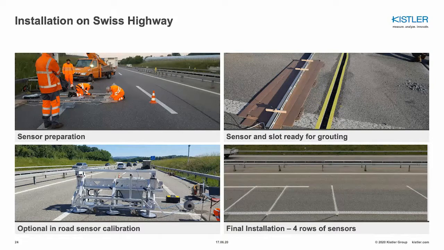First of all, I would like to introduce the highway installation on a Swiss highway to you on this slide. We see a couple of pictures from the installation process, starting at the top left with the preparation of the sensors before they are installed, going then to the top right where we see the sensors finally prepared for grouting in the slot next to it. On the bottom left we see the optional in-road calibration procedure at this site, and then finally the picture on the bottom right with the final layout of 4 rows of sensors at this test site in Switzerland.